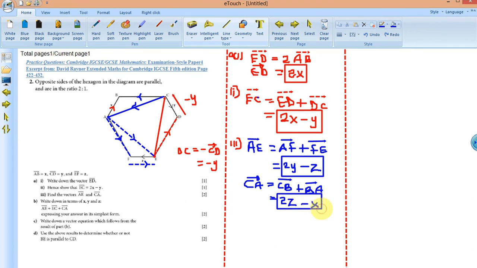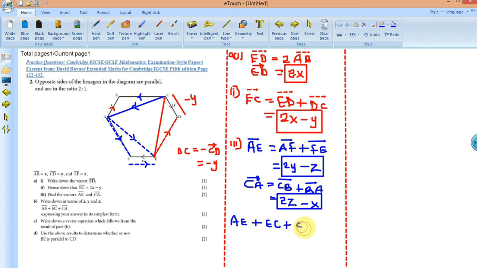Okay, so next question here. Write down in terms of X, Y, and Z, AE plus EF plus CA. This vector sum is an expression, so express your answer in the simplest form. Let's go ahead. Do we have AE before? Let's check. So I want AE plus EC plus CA. This is quite interesting.